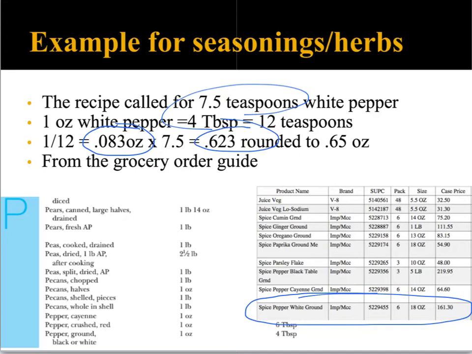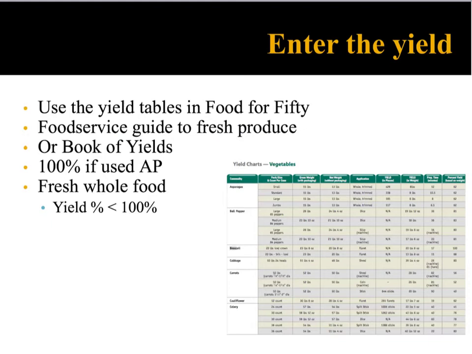Multiply that by 0.65 ounces for an ingredient cost for this recipe of 97 cents. I skipped ahead to cost calculation on the previous slide to walk you all the way through that particular ingredient.